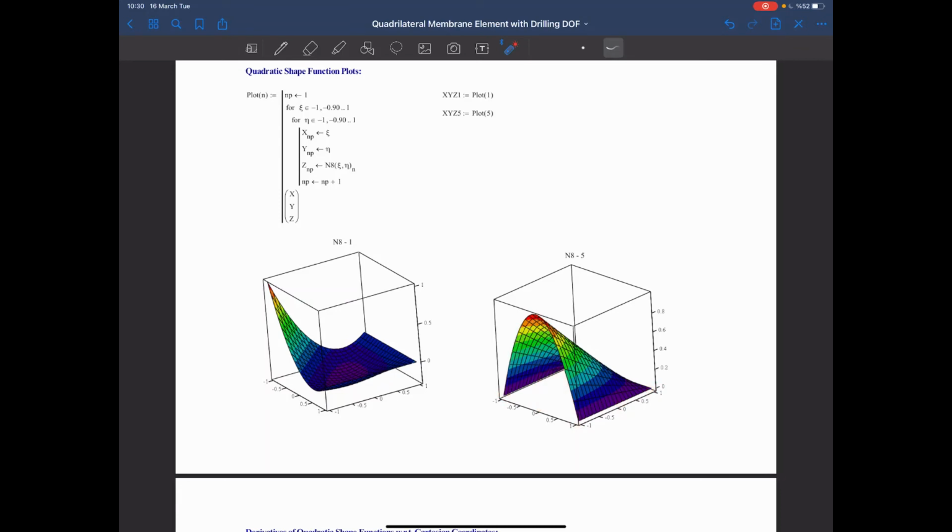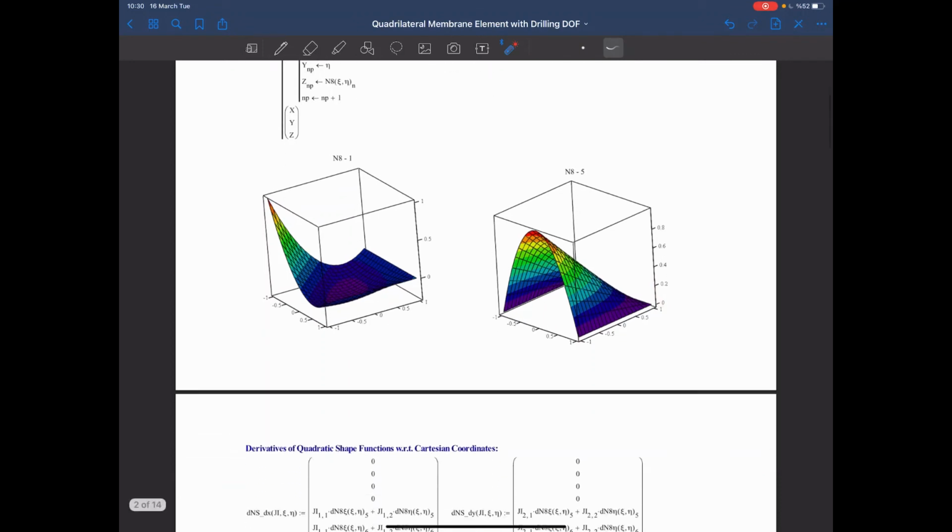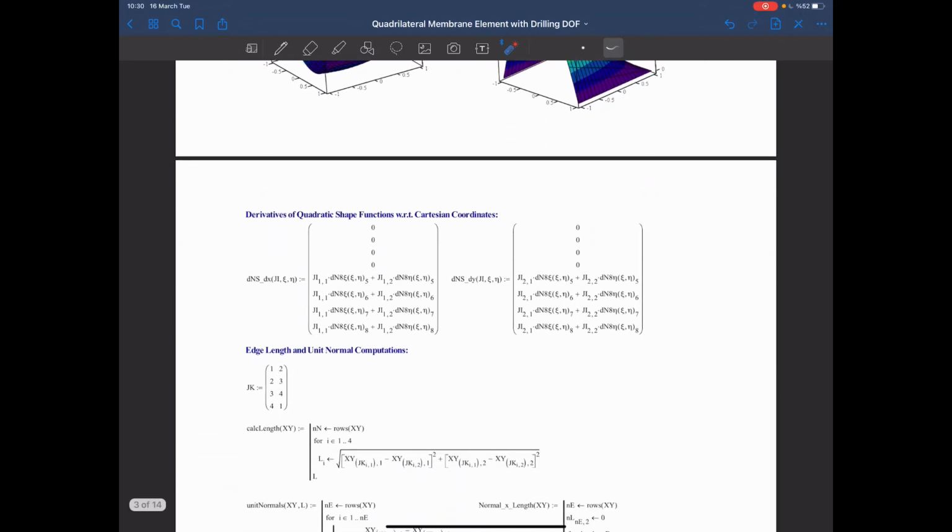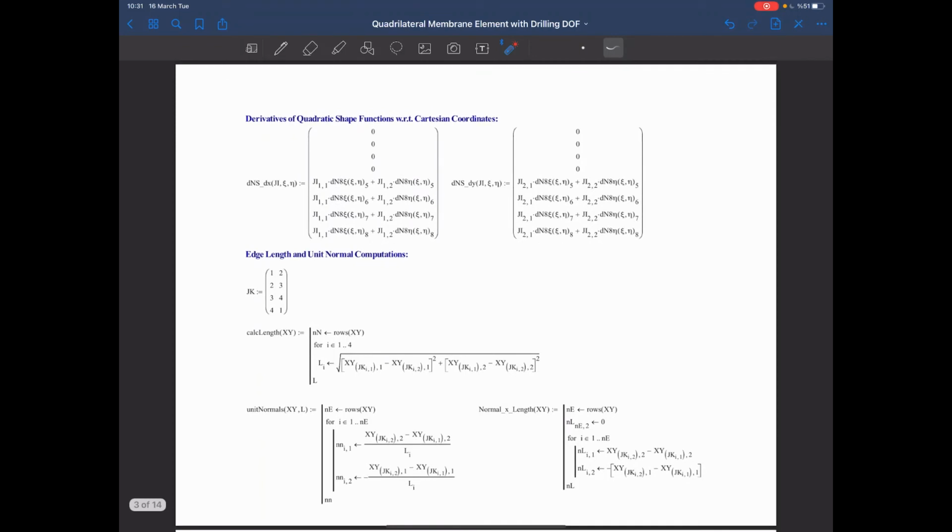And if you do the same thing for the 6, you will see that it will have the shape like that. So these are the quadratic shape functions. And again, for simplicity, I'm just calculating their derivatives with respect to x and y in here. Now, in our displacement interpolation, we will need the edge lengths and the unit normals.